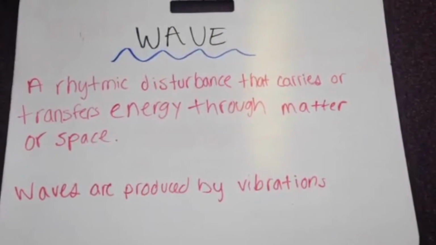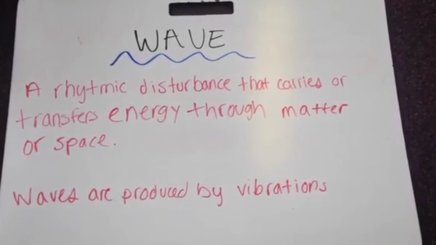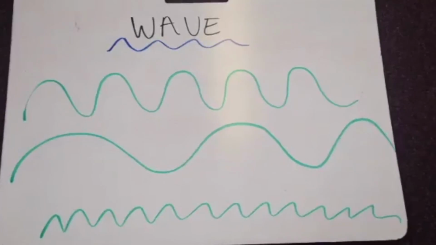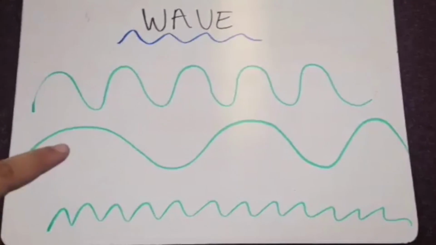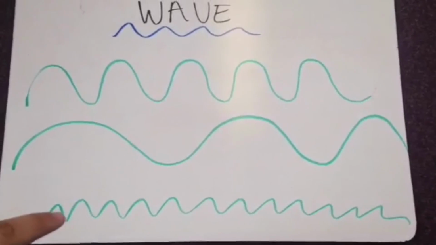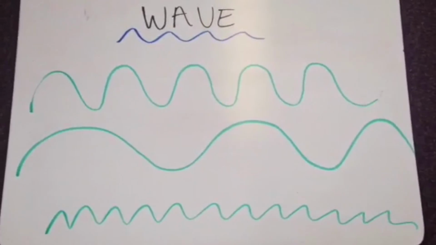A wave is a rhythmic disturbance that carries or transfers energy through matter or space. Waves are produced by vibrations. Waves can come in all different sizes. This wave has a lower frequency and longer wavelength, while this wave has a higher frequency and a shorter wavelength.